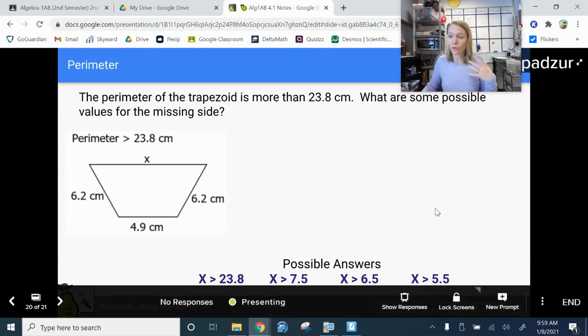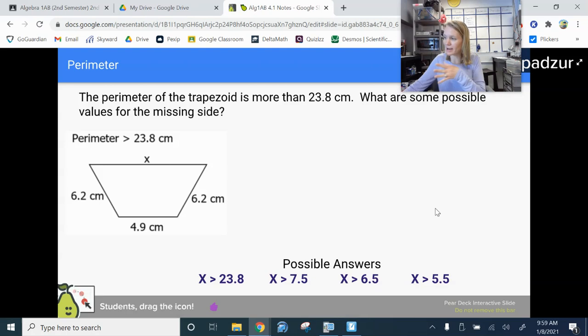So for this one, we're going to do the same thing. And now we have some possible answers here. So if you want to start thinking about what you think the answer is, we're looking for the value of x, not the value of the perimeter. So let's read through this here. It says the perimeter of the trapezoid is more than 23.8 centimeters. What are some possible values for the missing side?